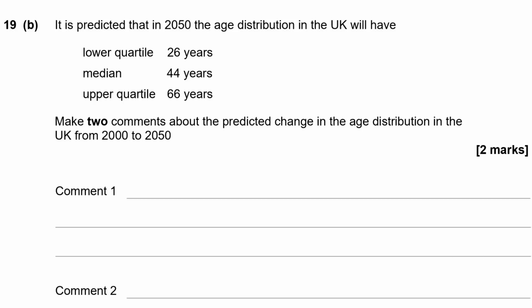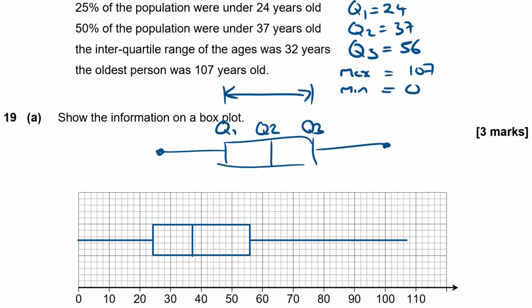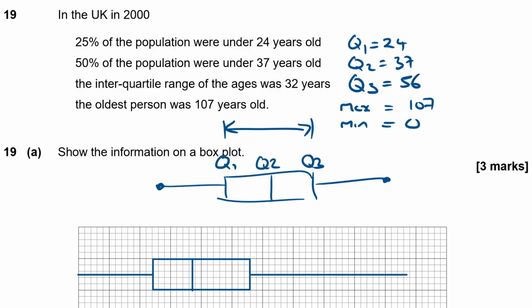So what is the interquartile range? Interquartile range is going to be Q3, our upper quartile, minus Q1, our lower quartile, which is 40. Okay, so I'm going to be comparing the medians and the interquartile range. So let's look at the medians first. So my new median is 44, and from the first part of the question, my median was 37. So the median has gone up.